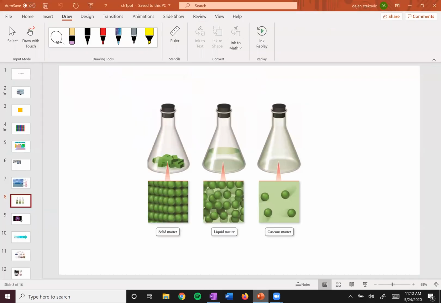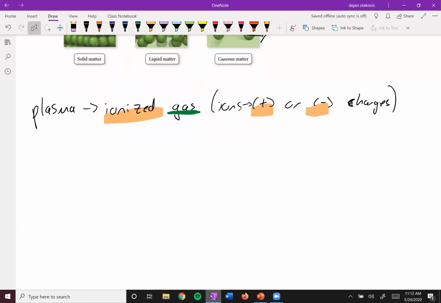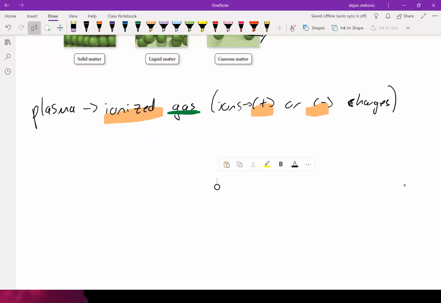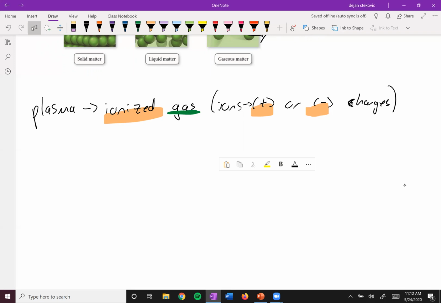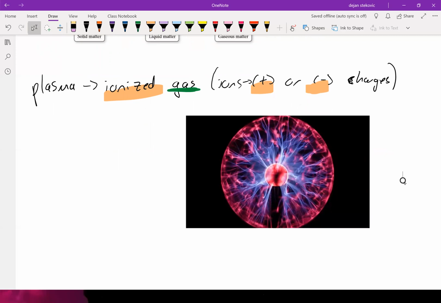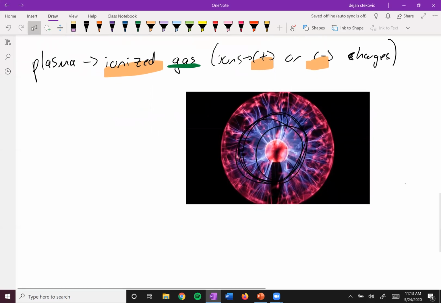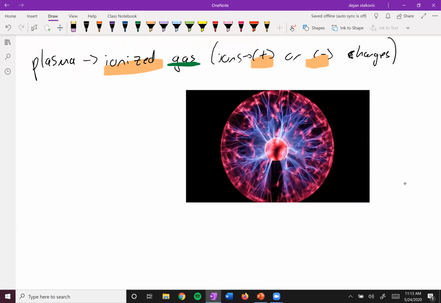You've probably seen plasmas before in one of these cool little toy things. Since they're made out of charged particles, and electricity is the flow of charge, one of these globe things is plasma. If you touch it, the electricity will flow into your finger. But basically that's what a plasma is.